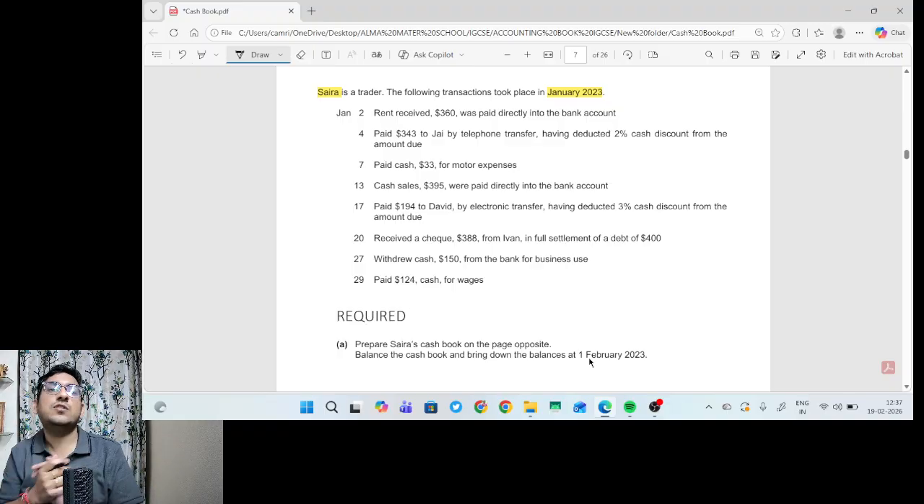Cash book is based on the real account rule that whatever money comes in will go to the debit side, and whatever money goes out will go to the credit side, right? So it is based on the real account rule: what comes in is debit and what goes out is credit.